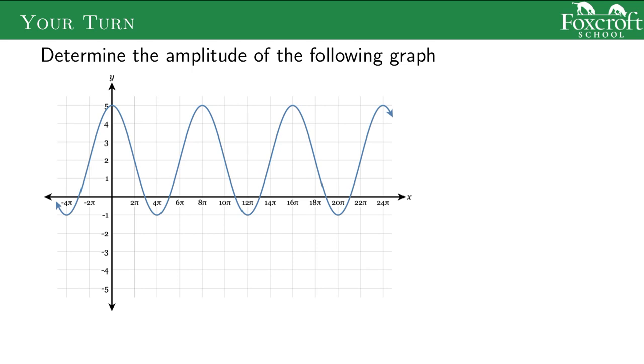Here's one for you to try on your own. Find the amplitude of this sinusoidal function. The answer you should get is 3. The midline ends up being 2, and if you go 3 in either direction, you get to one of the extremes of your wave.